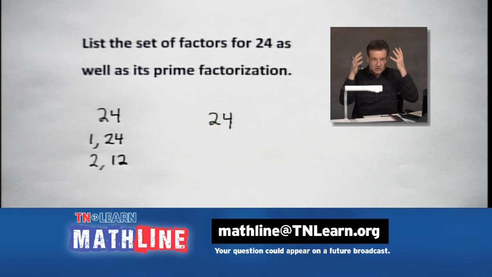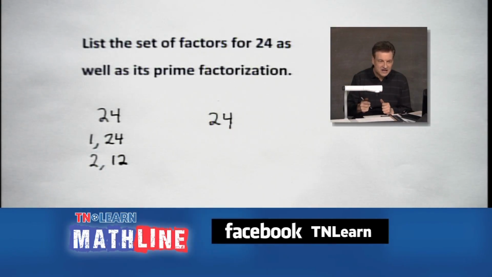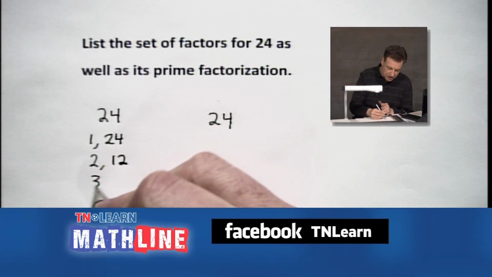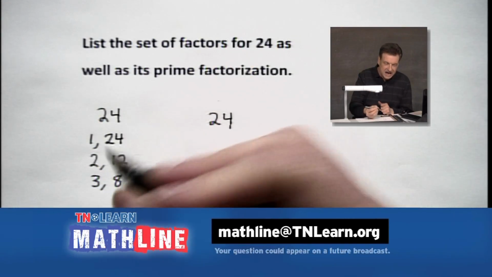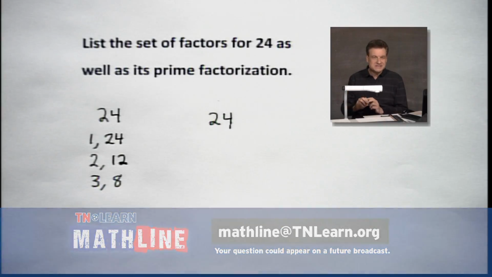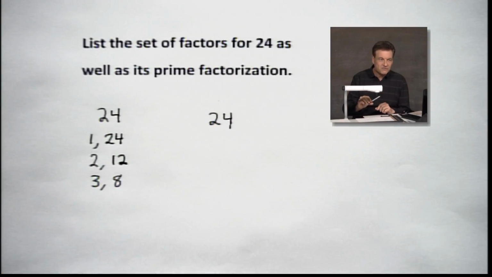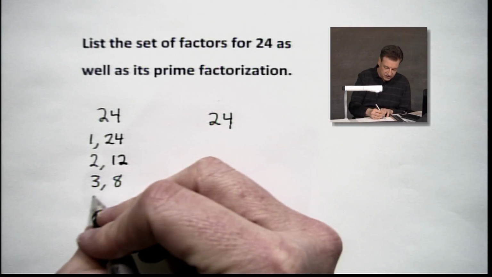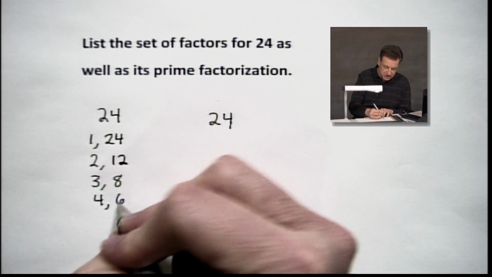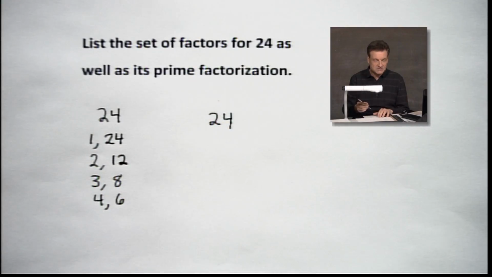Now, times tables, multiplication facts, whatever you want to call them. Here we go. 3 and 8. There you are. 3 times 8 does give you 24. And last but not least, we also have 4 and 6 because guess what? 4 times 6 will also give us 24.